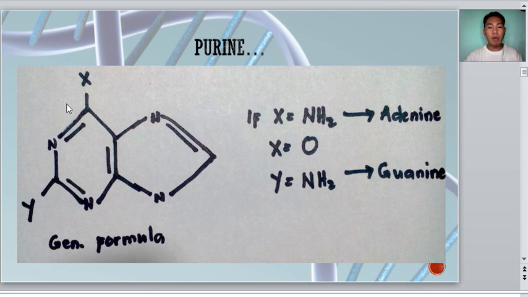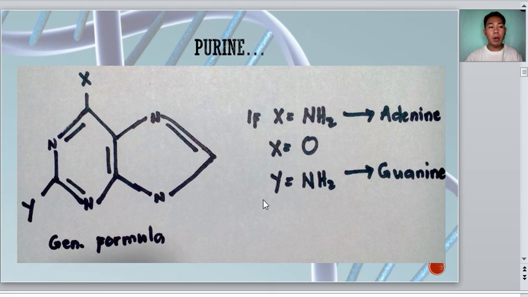Next type of nitrogenous base is a purine. So this is the general formula of a purine. Notice that purine has 2 rings. So again, notice that we have X here and Y here. Again, if X is NH2 or an amine group, then this will be an adenine. If X is O, still it's adenine. But if Y is NH2, it is classified as a guanine.